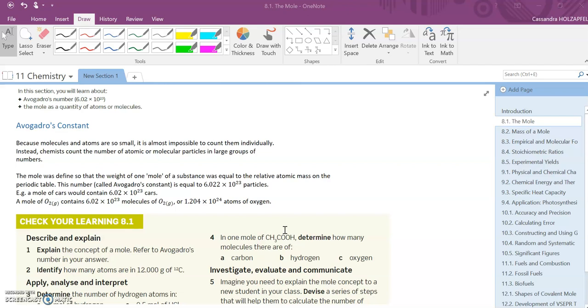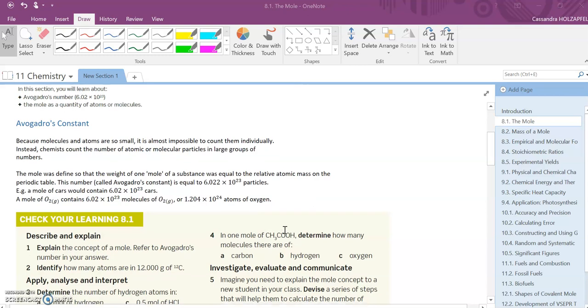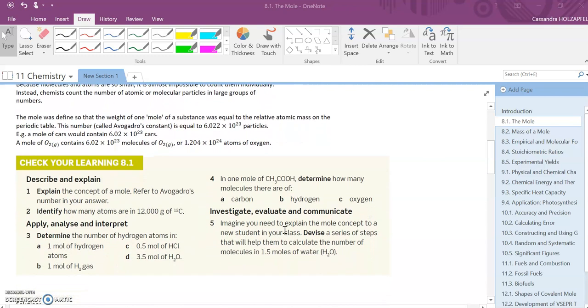So if we double that, there's actually 1.2 times 10 to the 24 individual atoms of oxygen within 1 mole of oxygen gas. So I've got a few questions here, and these are just from page 171 in your textbook, and I'm going to go through the answers for these with you. If you want to attempt them yourself, please pause the video now. But I'm just going to go through a couple of the trickier sorts of questions.